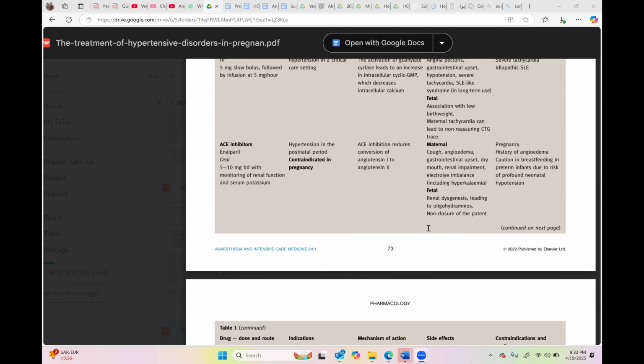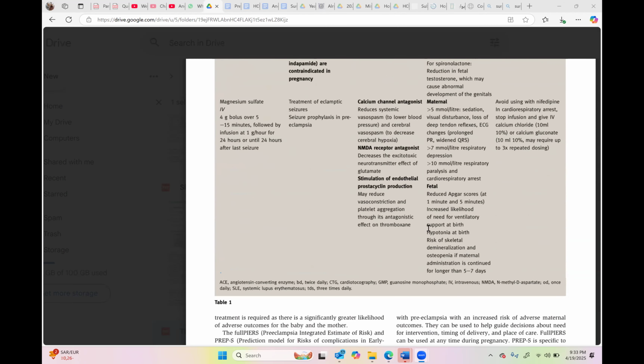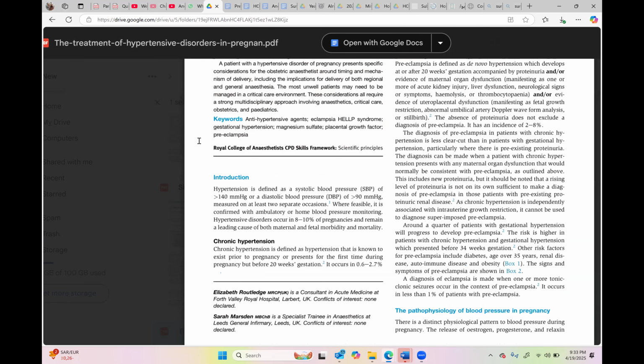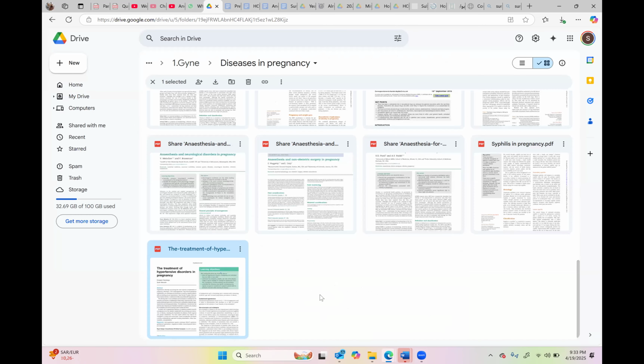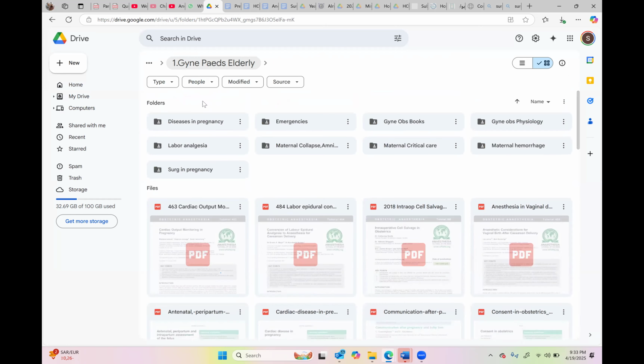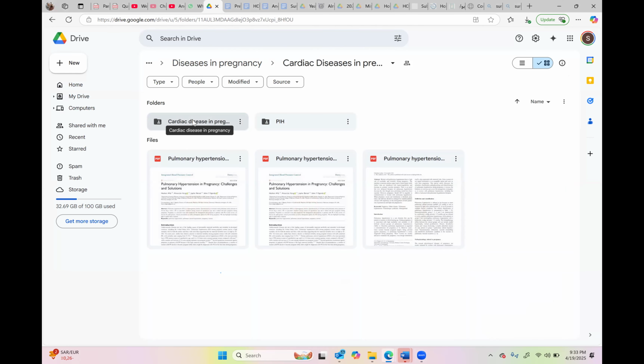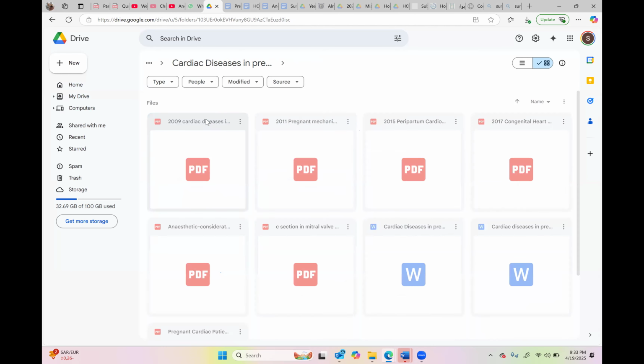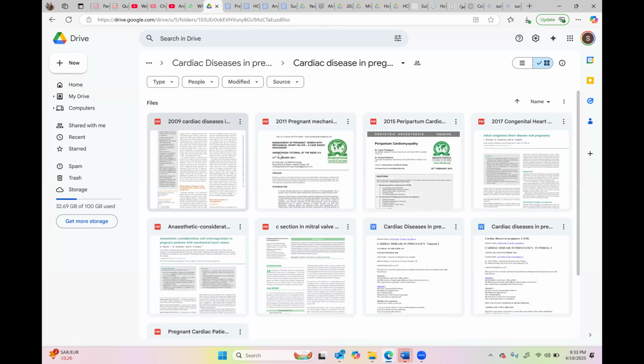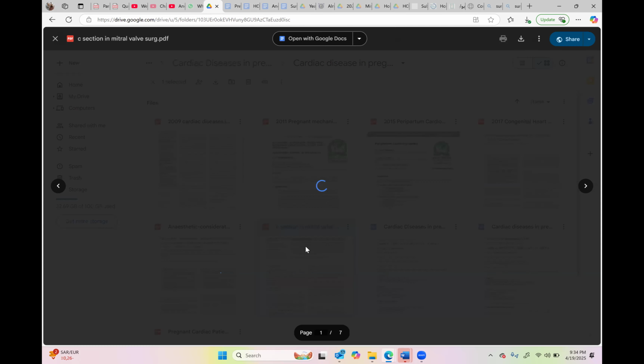So one more scenario about cardiac disease in pregnancy. Actually, this is frequently asked. They will ask about mitral stenosis in pregnancy. So how can you explain this topic, Hamad? Mitral stenosis in pregnancy. Can you hear me, Hamad? Yes, sir. So how will you manage a patient with mitral valve disease, mitral stenosis in pregnancy?